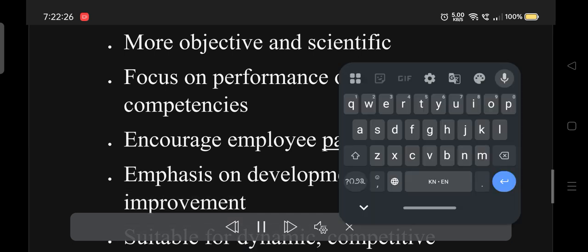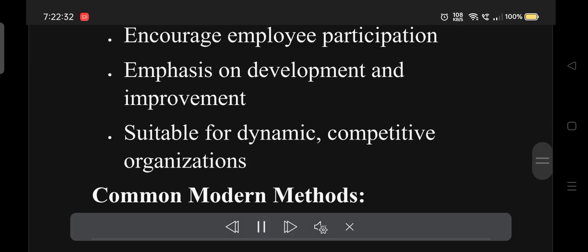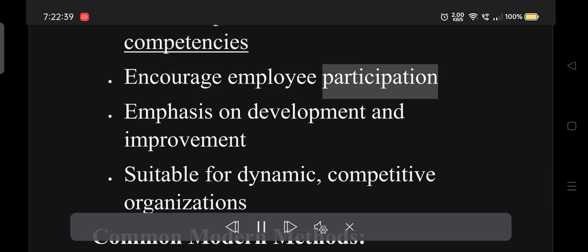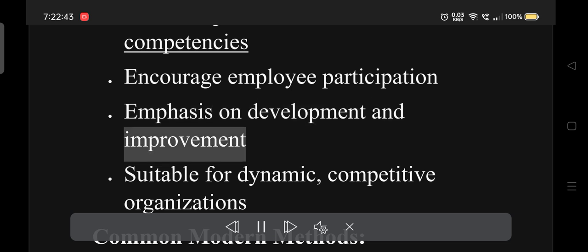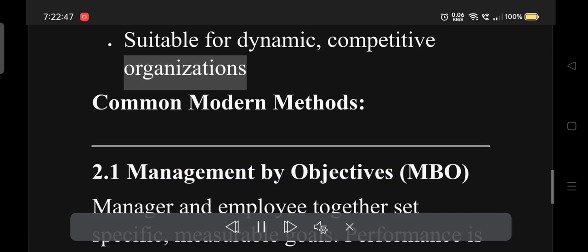Suitable for dynamic, competitive organizations.